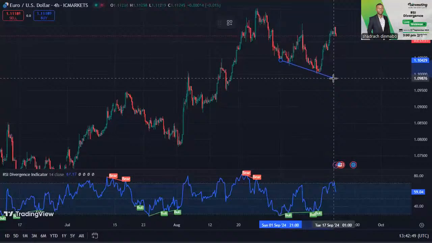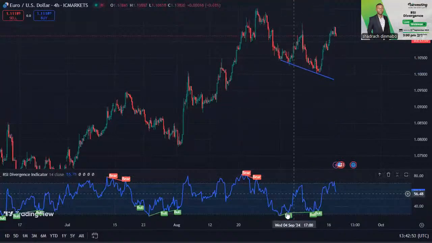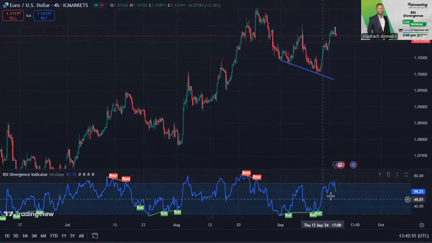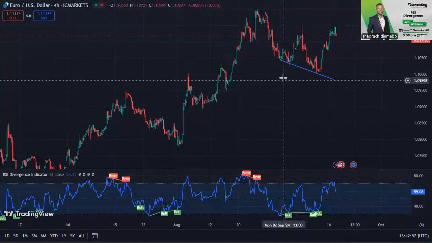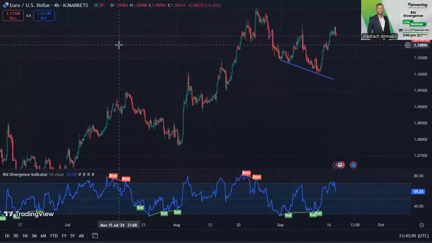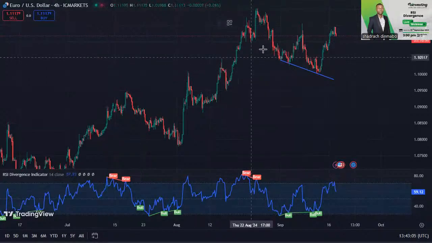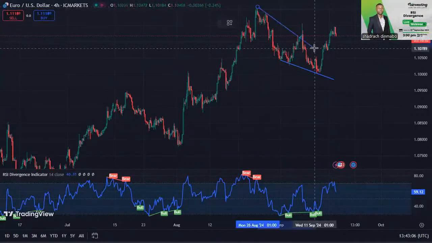The market is making this, okay? Whereas our RSI is making what? A higher low. So we have a bearish divergence. So now, what does that mean? We need to get our trend line structure. This is our trend.